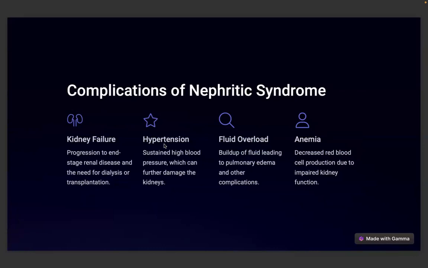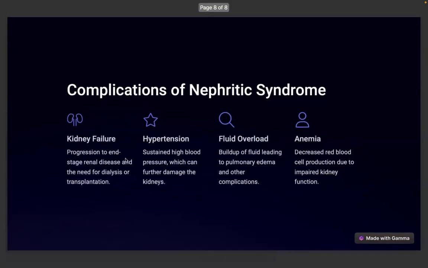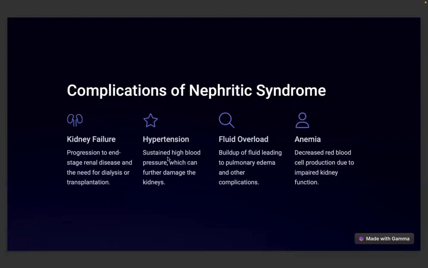So what are the complications of nephritic syndrome? The patient has anemia. So why exactly does this patient have anemia? Actually, the kidney plays a major role in the production of RBCs because it produces the erythropoietin hormone, which acts on the bone marrow and stimulates RBC production or formation. So the person will have anemia because of renal failure, as we won't be able to synthesize this hormone, so no RBCs.